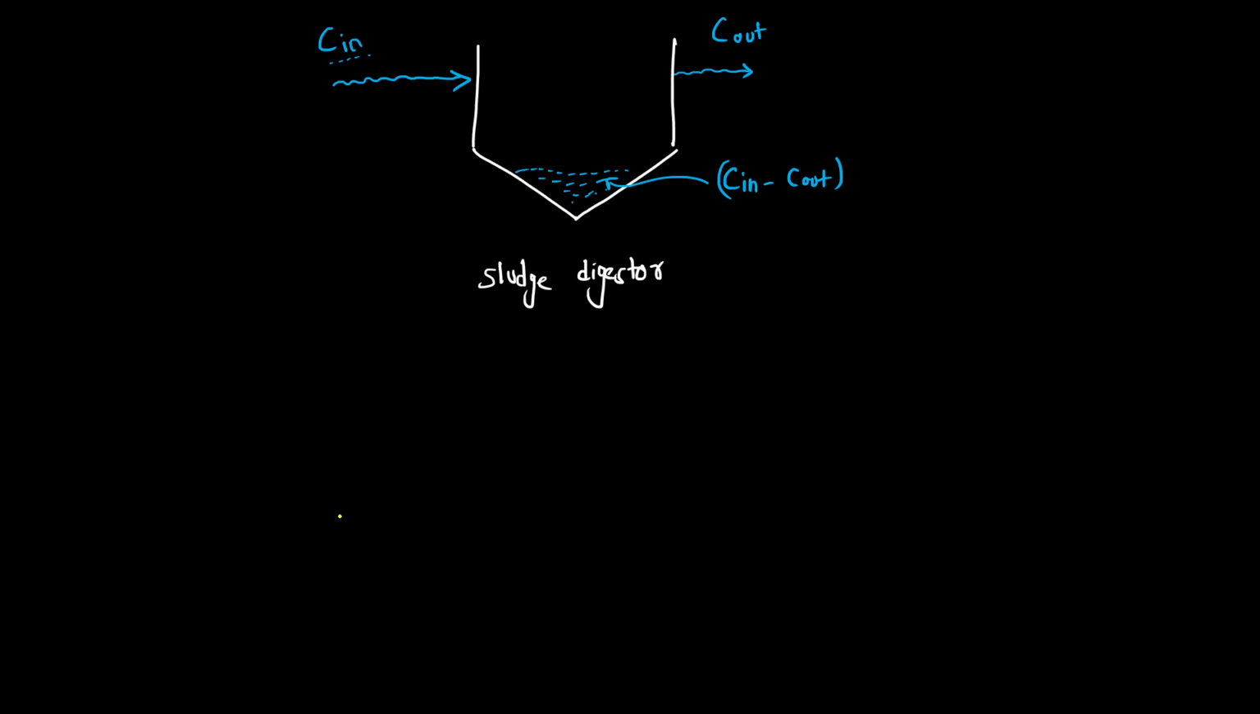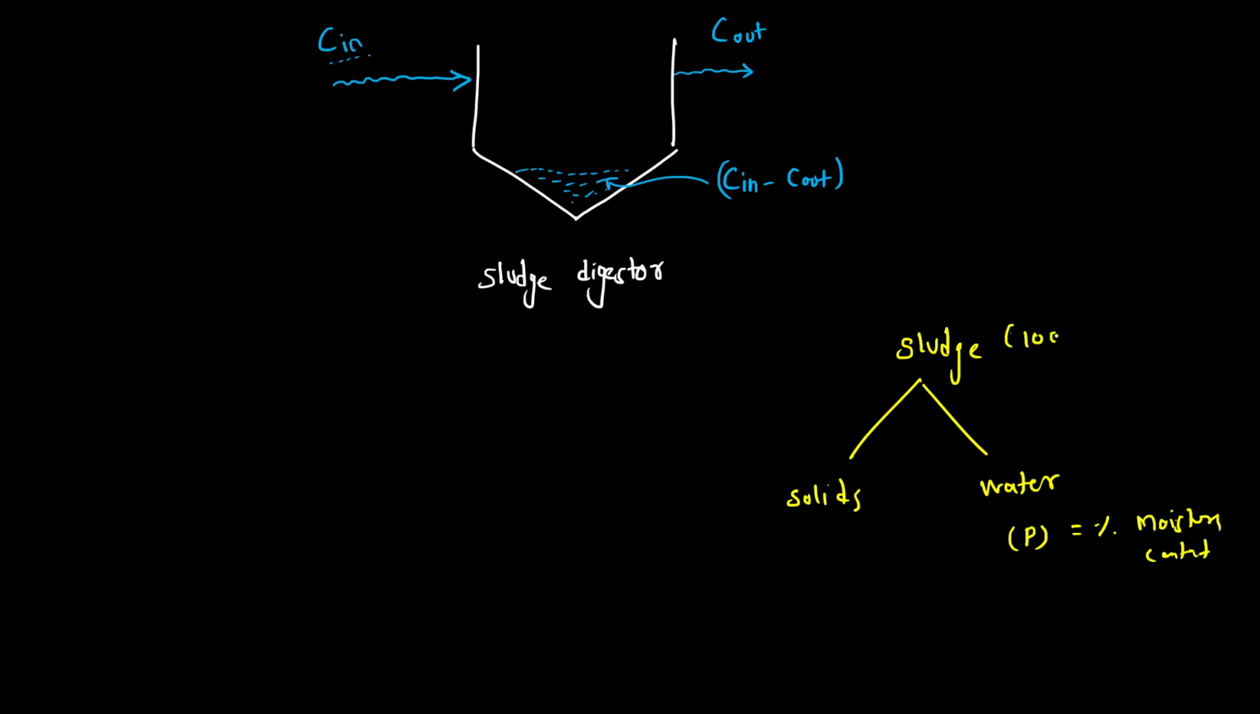Now another point is this sludge. This sludge consists of how many parts? Two parts: solids and moisture content, that is water. If I denote the percentage moisture content with P, then if sludge is 100, water or moisture content is P, and the percentage of solids will be 100 minus P. Then only 100 minus P plus P will be 100. So with this, now we'll write down the following formulas.